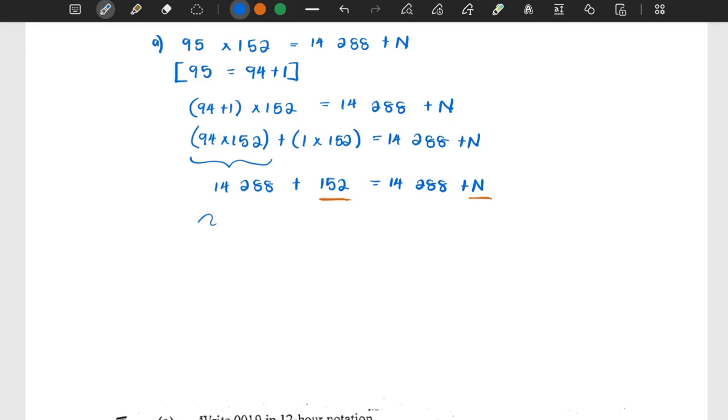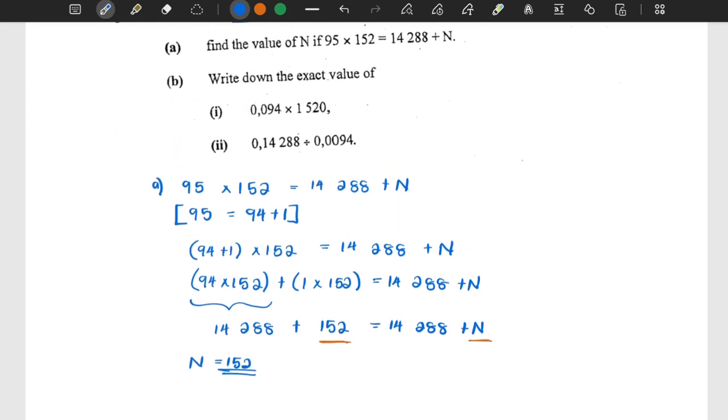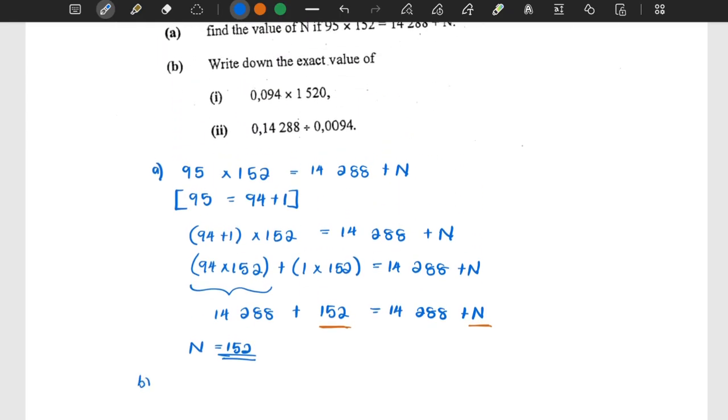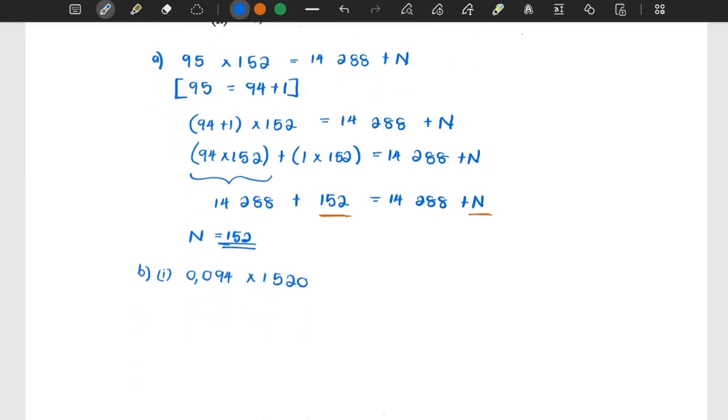So that's how we find it. And then the next question said, remember this is paper 1, so no calculator, is a reminder. So we have 0.094 times 1,520. Again, this is mostly to remind you of standard form, right? And operations in standard form.